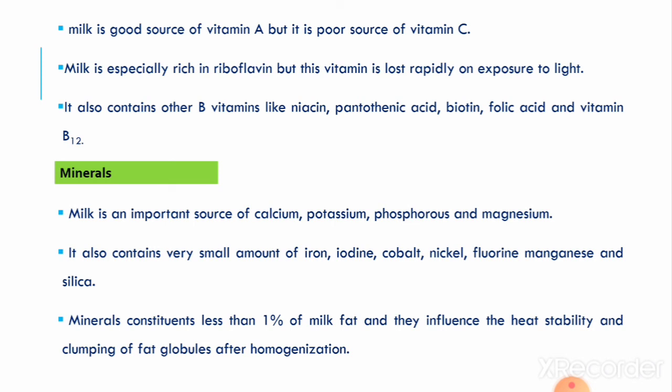Minerals are the next constituents of the milk. Milk is an important source of calcium, potassium, phosphorus, and magnesium. It also contains very small amounts of iron, iodine, cobalt, nickel, fluorine, manganese, and silica. Minerals constitute less than 1% of milk, and they influence the heat stability and clumping of fat globules after homogenization.